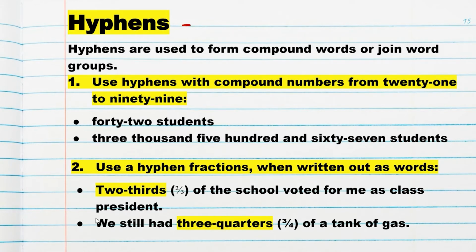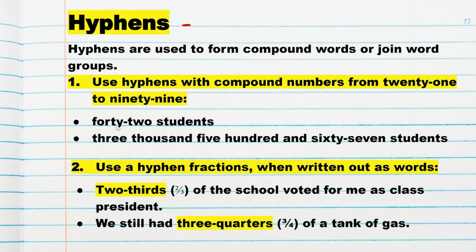Hyphens, again hyphens. What are hyphens? Hyphens are used to form compound words or join words and groups of words. For example, use hyphens with compound numbers from 21 to 99.